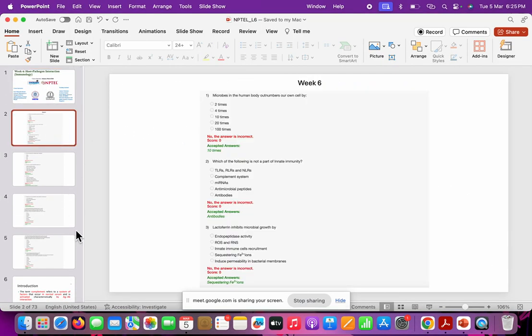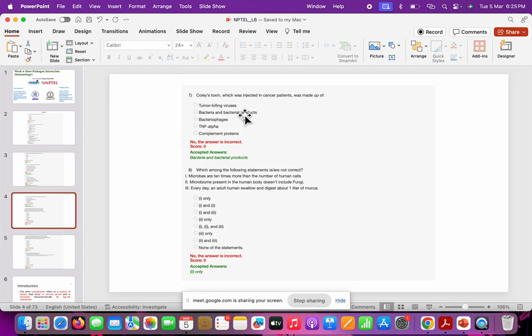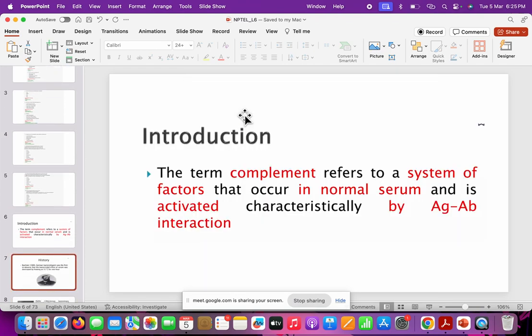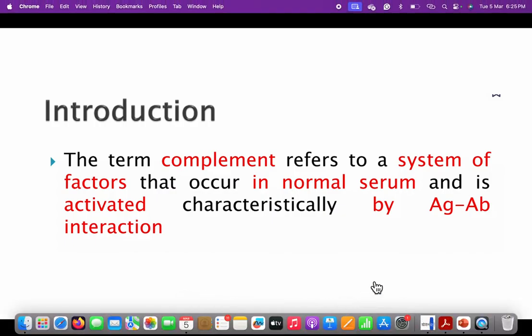I was just discussing the week 6 assignments. If you have any doubt in understanding the week 6 assignment, you can let me know. I will go through question number 4 once again after some time, and the rest of them I have discussed. Today we have started with the complement system. The term complement system refers to the system of factors that occur in serum. There are multiple factors present in the serum that are activated characteristically by antigen antibody interaction. This kind of system is called the complement system.